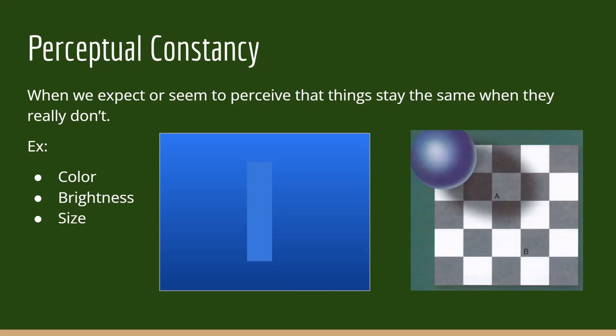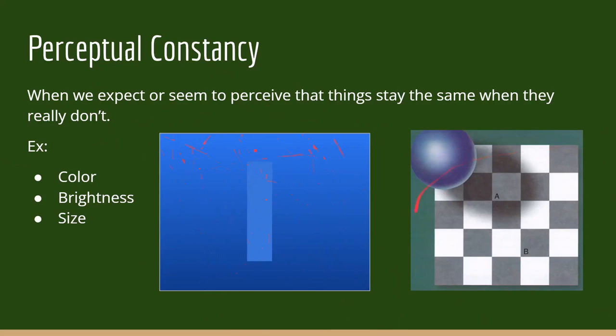So there can be color, brightness, and size. Here's the color one. Look at this. Obviously the background right here gets darker as it goes lower. Doesn't it look like this thing's a little bit darker at the top? Well, this thing is the same shade the whole way through. There's a color constancy here.